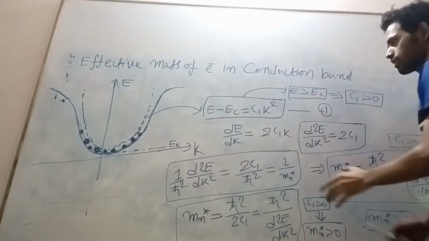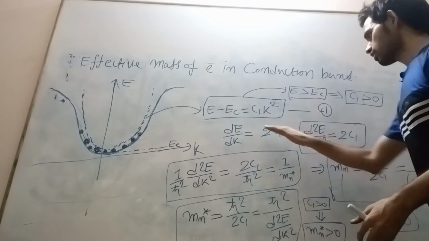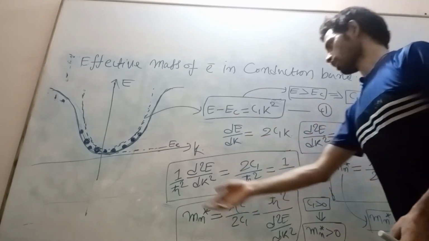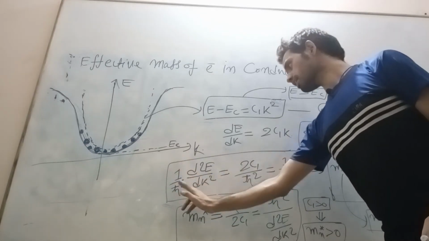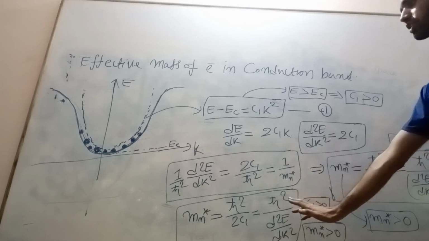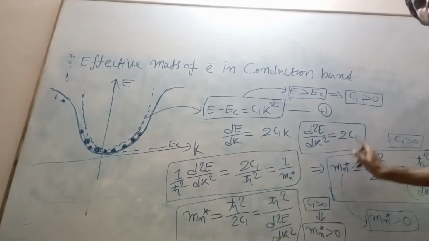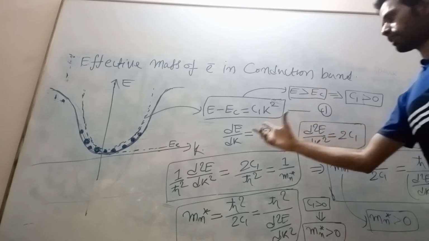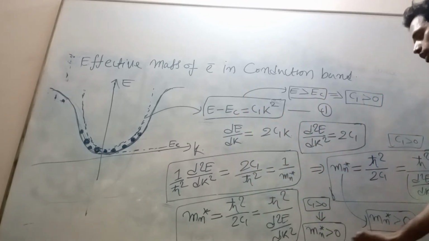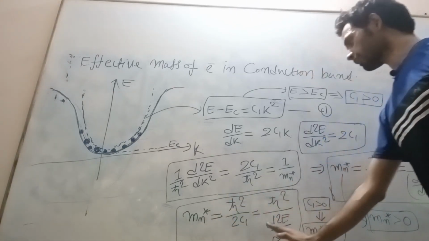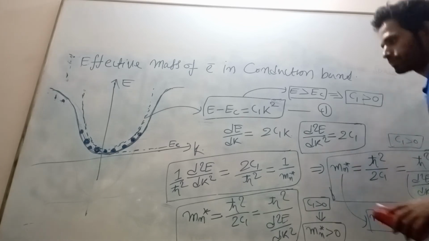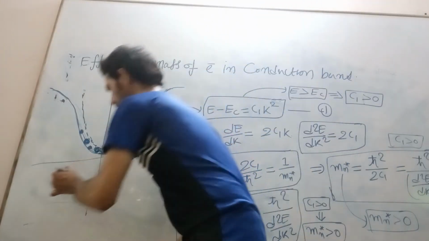Then we differentiated this a second time and got d²E/dk². After that, we multiplied both sides by 1/ħ², and it became 1/mn*, as we saw in the last case of the free particle. We applied all these results here, and from here we got that the effective mass of the electron is positive in the conduction band.